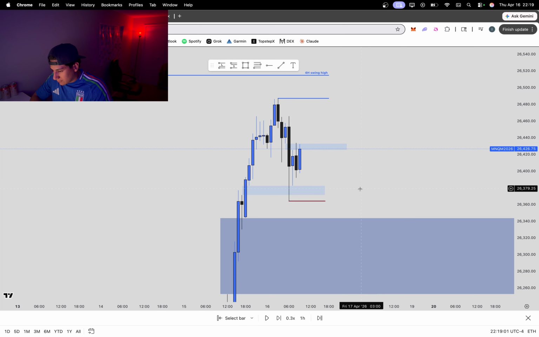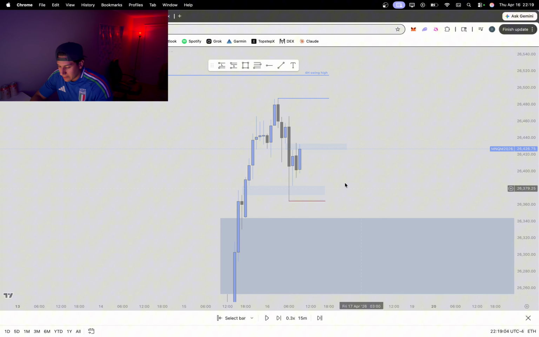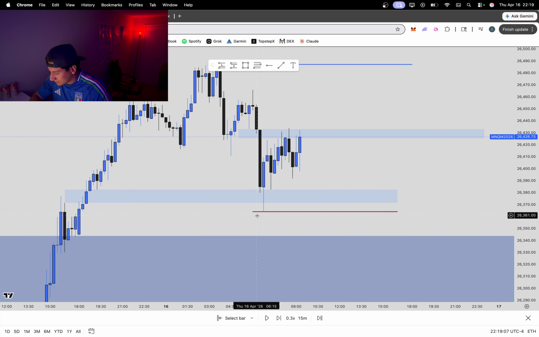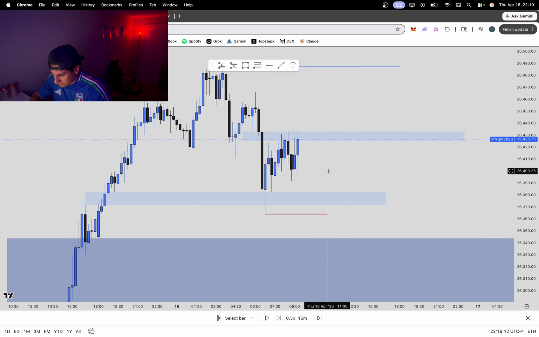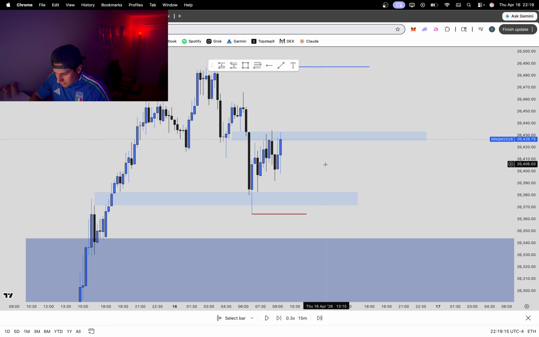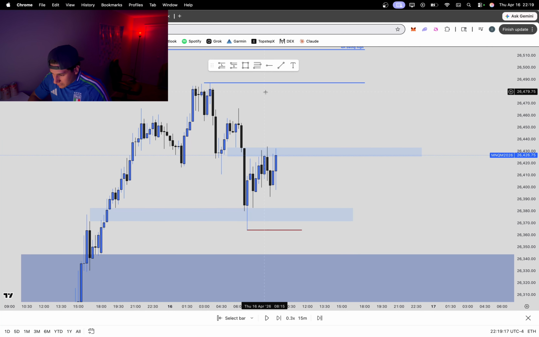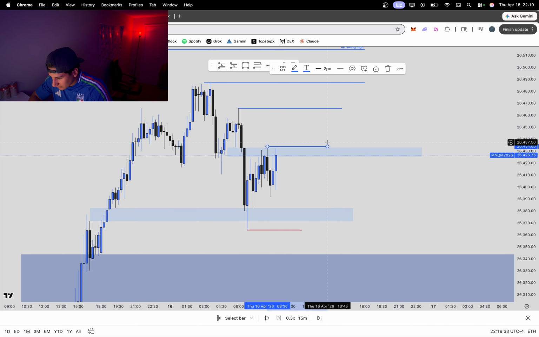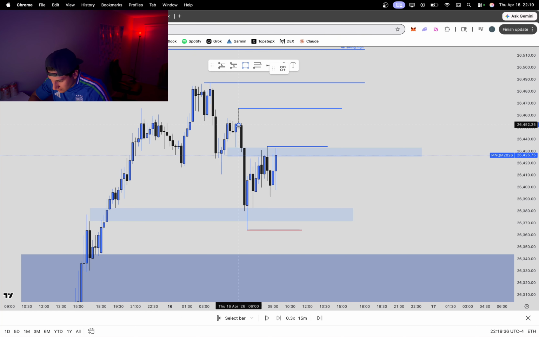All right. After that, I drop down to the 15. And what do I note? So obviously we have these swing highs where we could easily come up and sweep and retrace. And we have this 15-minute SIBI.